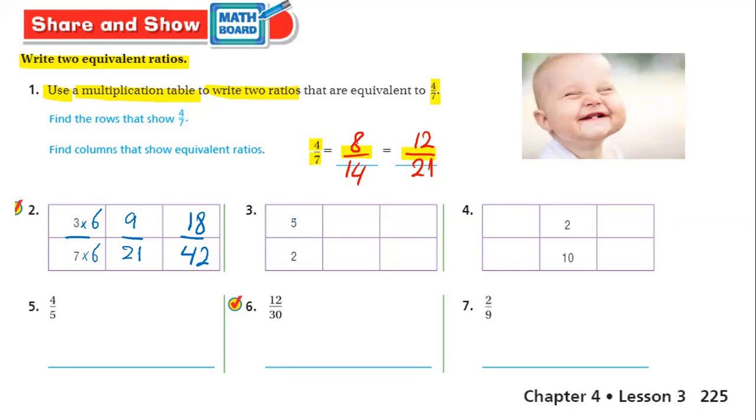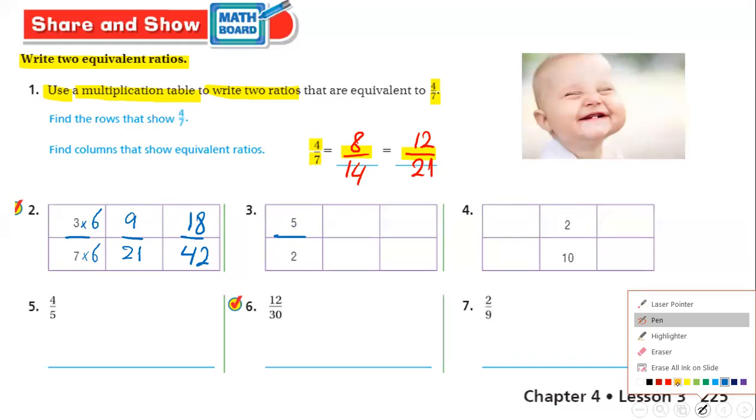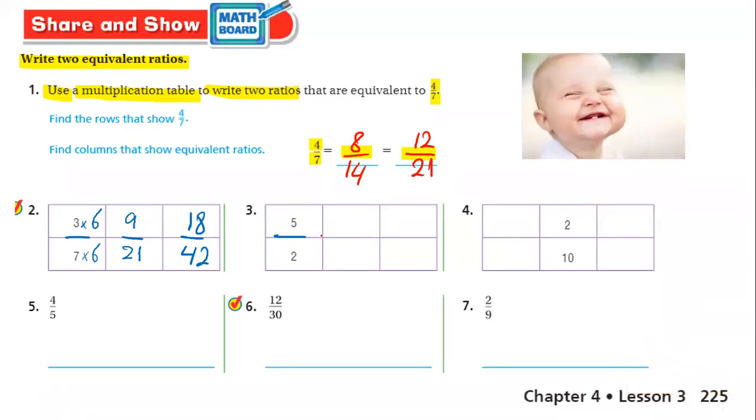Start. 5 over 2. Okay, I multiply by 100. It's easy. 500 then 200. So here 500 and here 200. Yes. Choose a number less than this. 2. Okay. 10 over 4. Yeah, good job.